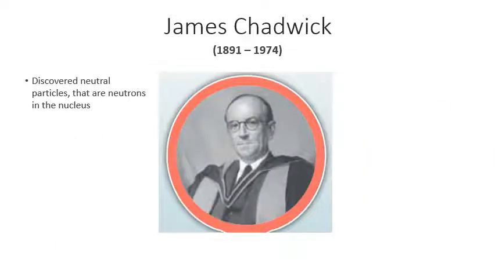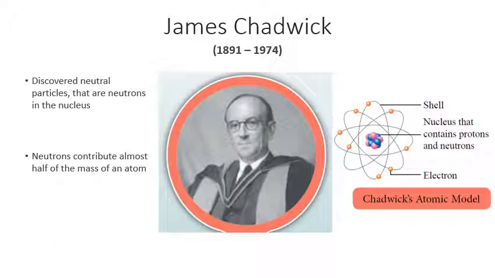The fifth atomic model is from James Chadwick, 1891 to 1974. He discovered neutral particles, that are neutrons, in the nucleus. Neutrons contribute almost half of the mass of an atom. You see here Chadwick's atomic model. This is the shell, the electron moves in the shell around the nucleus, and the nucleus here contains protons and neutrons. So we can say that he found the neutron.